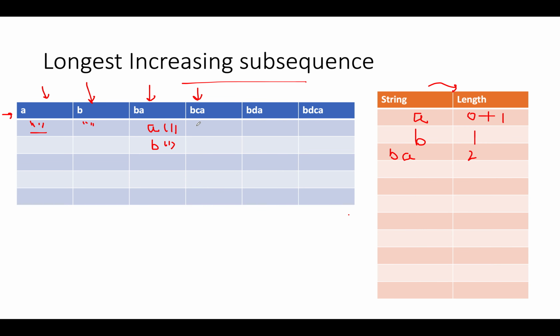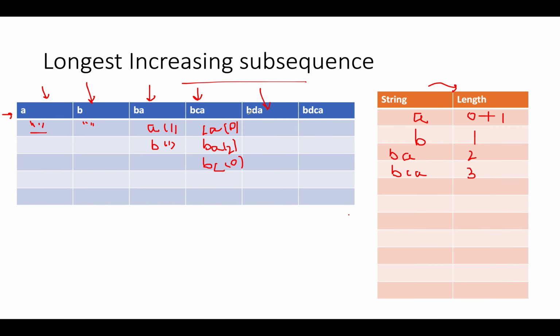We have BCA. So let's generate predecessors of BCA. The first one being CA, the second one being BA, and the third one being BC. CA is not there in the map, so the default value is 0. BA is there in the map, and its value is 2, and BC is not there, so the value is 0. What is the maximum value out of these three predecessors? The maximum length value is 2. So we'll add BCA as 2 plus 1, which is 3. Let's shoot for the next iteration.